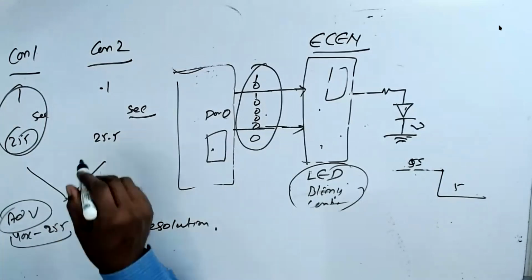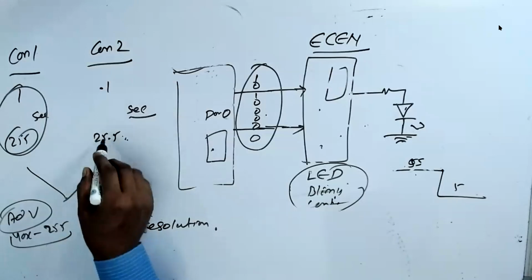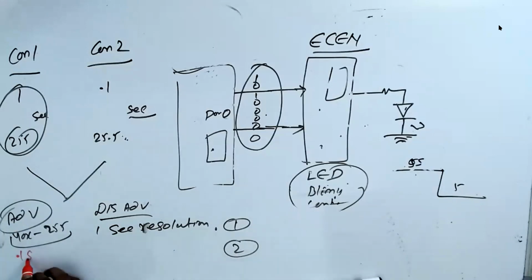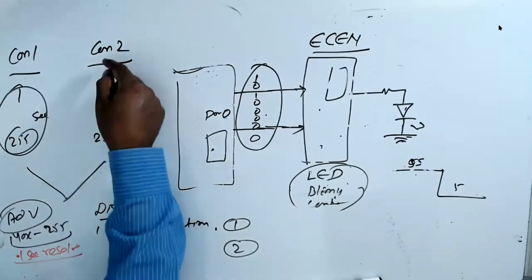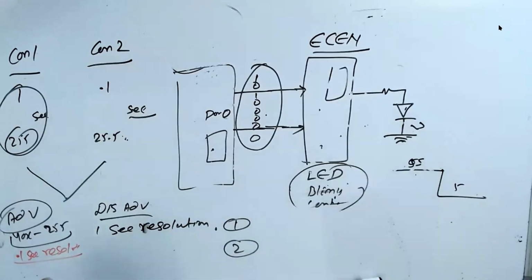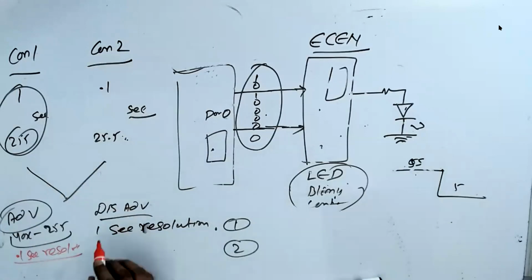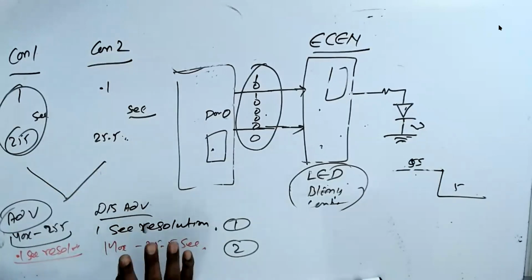Whereas in the second case, controller 2, you have an advantage. What is the advantage? 0.1 second resolution. I can increment by 0.1. If you want to blink the LED at every 0.5 seconds, that is possible. But the disadvantage is the maximum is 25.5 seconds. You understand? You have to always understand the advantage and disadvantage of these things. Otherwise, you cannot buy it.